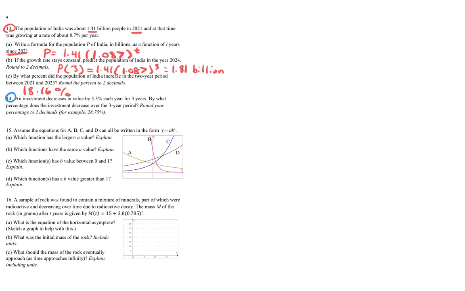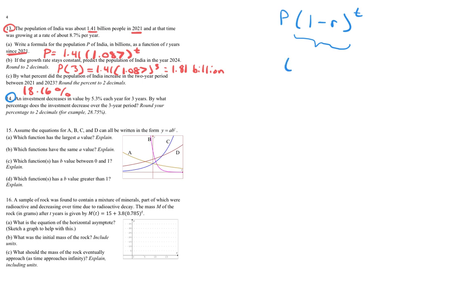Okay, number 14, an investment decreases in value by 5.3% each year for 3 years. By what percentage does the investment decrease over a 3-year period? Round your percentage to decimals. Okay, so we need to figure out what we put in for this part here. So we're going to have 1 minus r here because we're decreasing. So if you're increasing, you can do 1 plus r. Since we're decreasing, it'll just be 1 minus r. So you want to figure out what this number here is going to be.